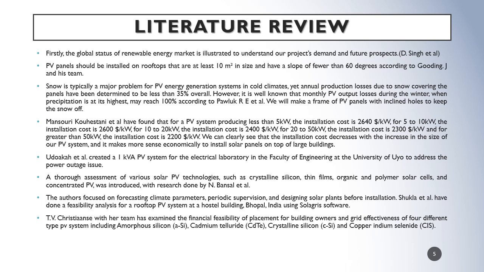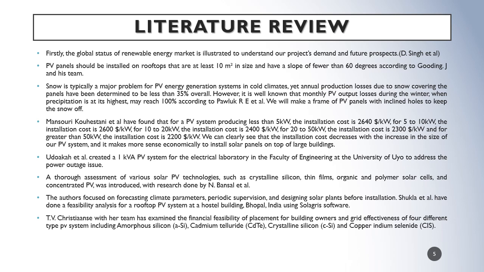Mansouri Kohestani have found that for a PV system producing less than 5 kilowatt, the installation cost is $26,040 per kilowatt. For greater than 50 kilowatt, the installation cost is around $22,000. We can clearly see that the installation cost decreases with the increase in the size of our PV system. And it makes more sense economically to install solar panels on top of large buildings.